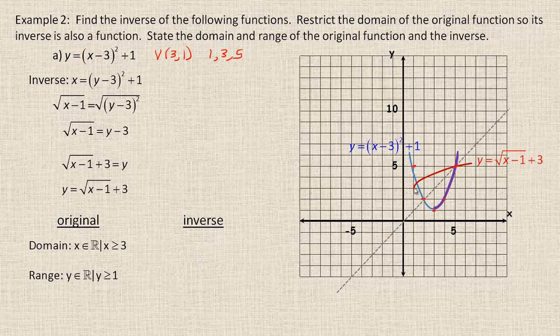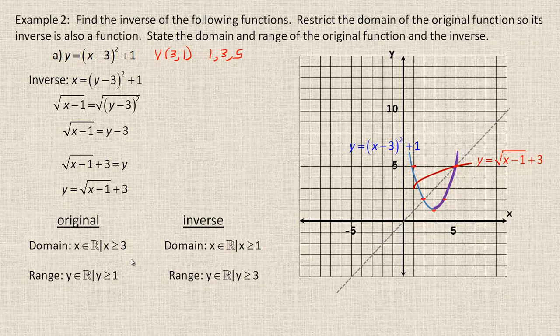Now for the inverse, the lowest x value is 1 here, and then it increases without bound towards the right. So the domain is all real numbers greater than or equal to 1. And the range: the lowest y value here is 3, and of course the y values increase without bound as you go along here, and you get bigger and bigger and bigger.